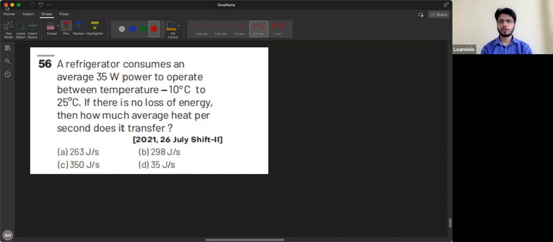See, it should not take more than 2-3 minutes. Easy question. Whenever power is given, power is given in watts. That means you have energy or work that is given for 1 second. So if 35 watt is the power, that means this is the work done that the power supply or the compressor does on the engine.